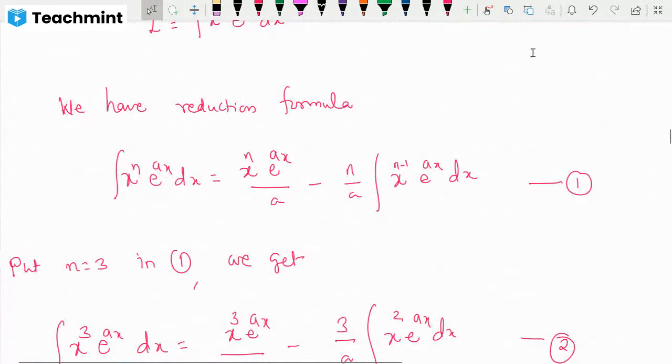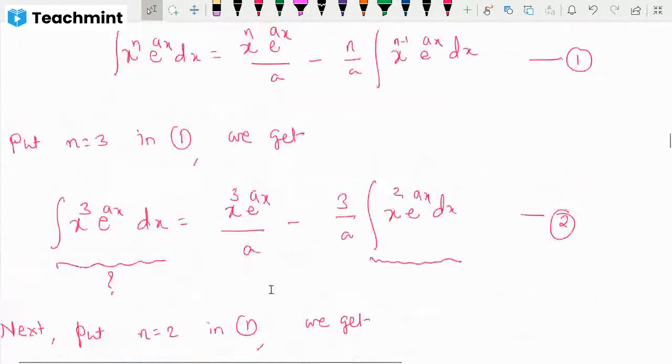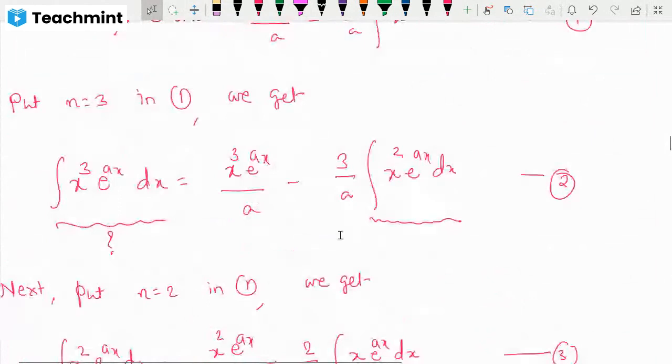So if we put n equal to 3 here, then we can apply this reduction formula for x cube e raised to ax dx, and using that reduction formula we obtain this equal to x cube e raised to ax upon a minus 3 upon a integration of x square e raised to ax dx. But the value of this integration we don't know.